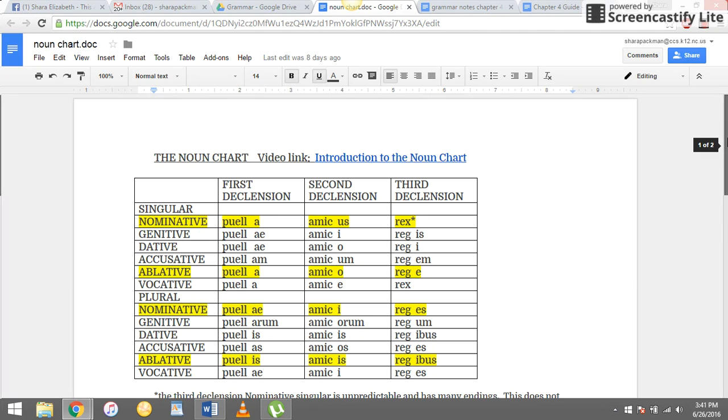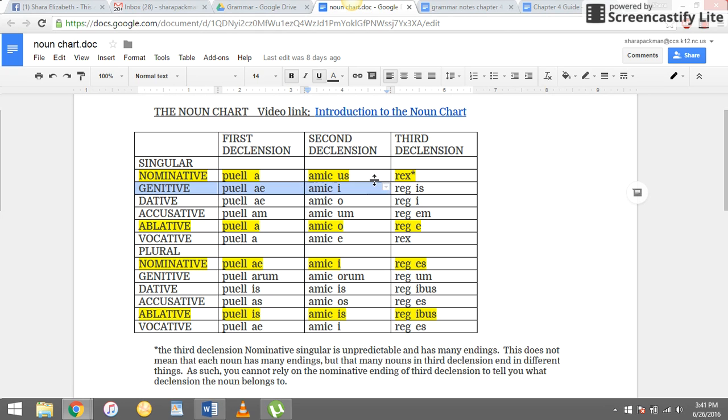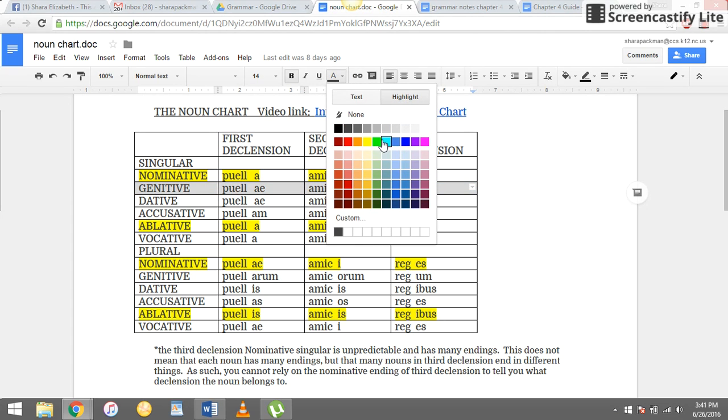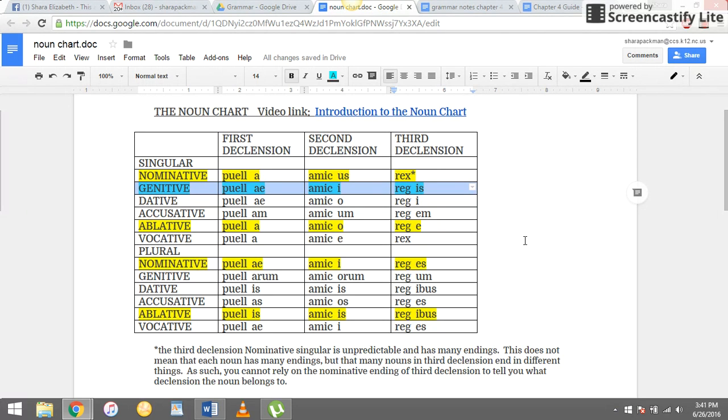So what we're going to do on our noun chart now is highlight the genitive right here. Let's make it blue. And then, of course, when you copy this noun chart to your own drive, you can unhighlight it however you like. So there we go. And we're going to make it light blue again. There's the genitive, singular and plural. You've also had the accusative now, but I didn't highlight it for you. You can highlight it in a different color if you like.